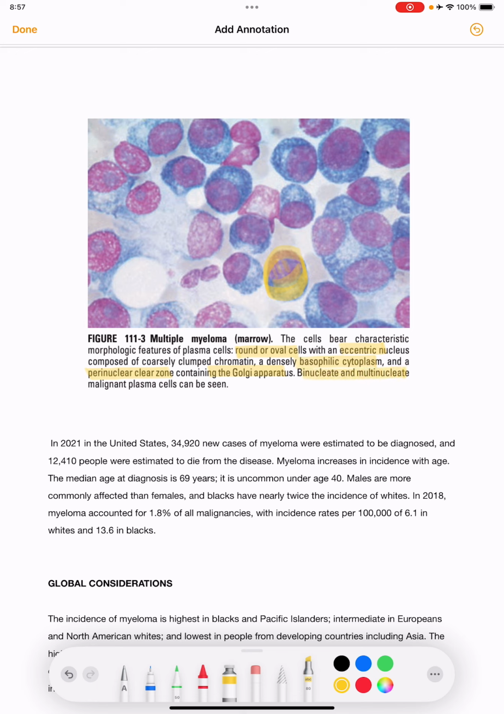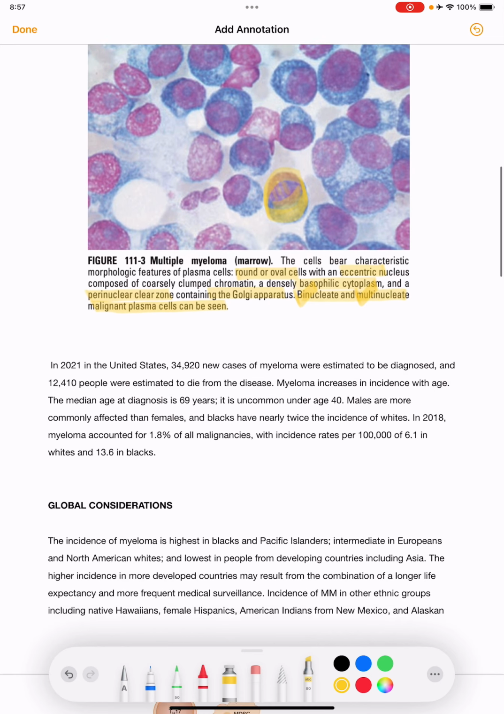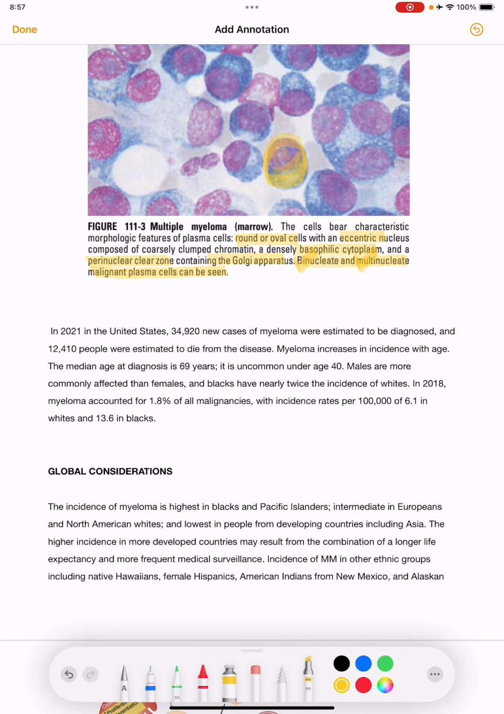Binucleate and multinucleate malignant plasma cells can be seen.